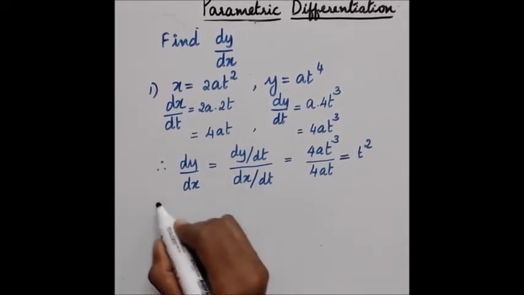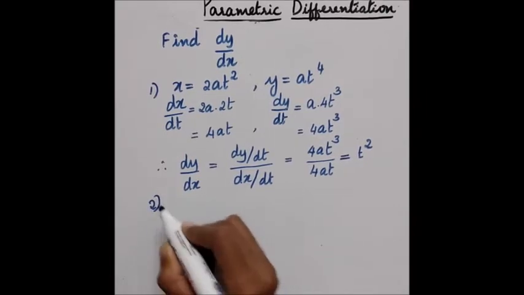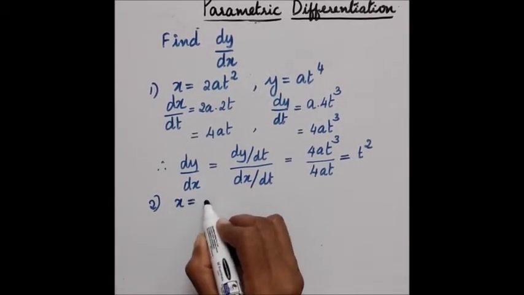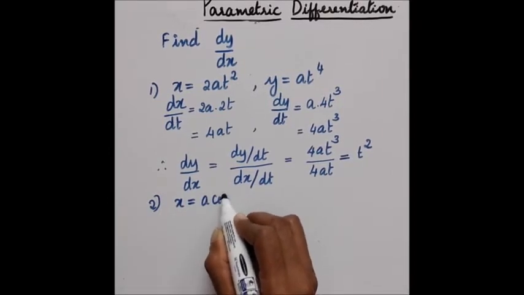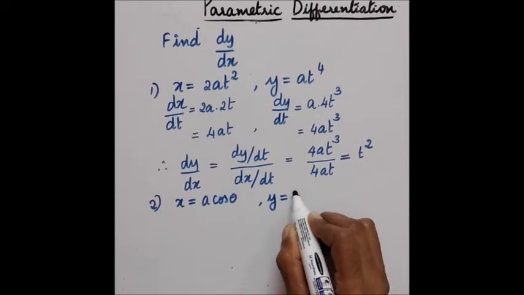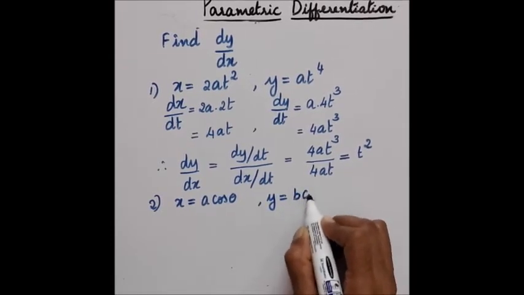Another example, another question. The second question: x is equal to a cos theta, y is equal to b cos theta.